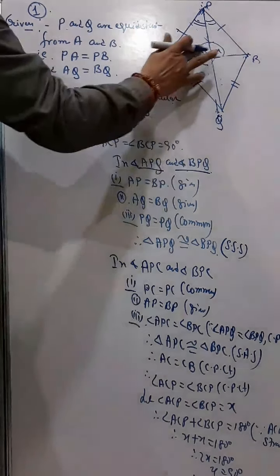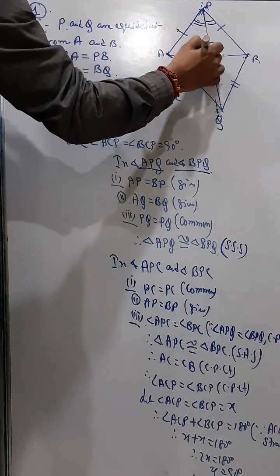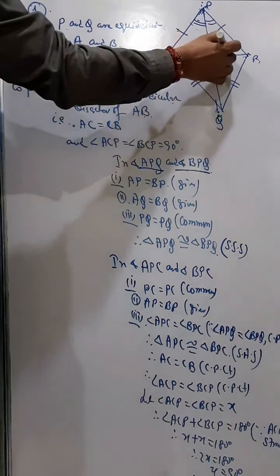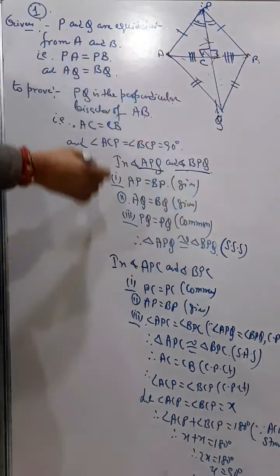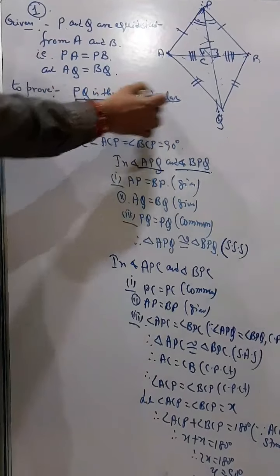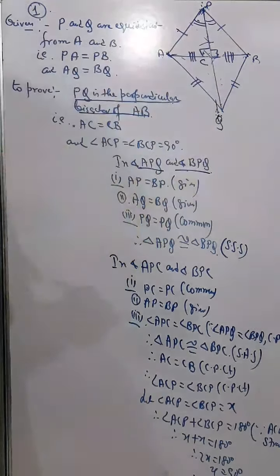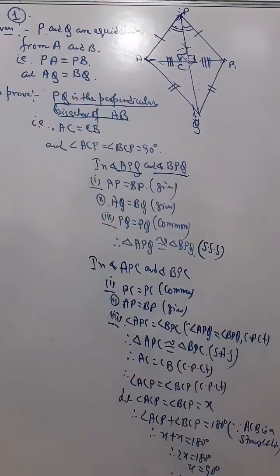So what we have proved is that this equals 90, and we have also proved that this part is equal to this part, and that actually means PQ is the perpendicular bisector of AB. So PQ is the perpendicular bisector of AB. Okay, understand?